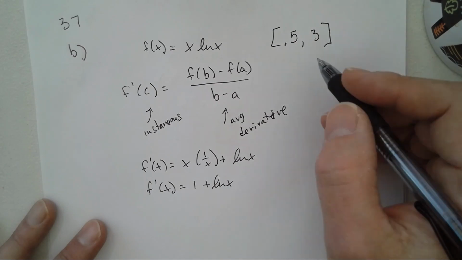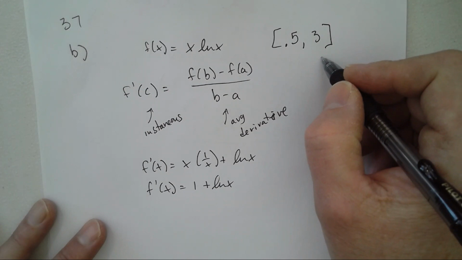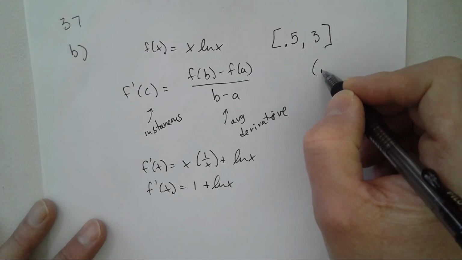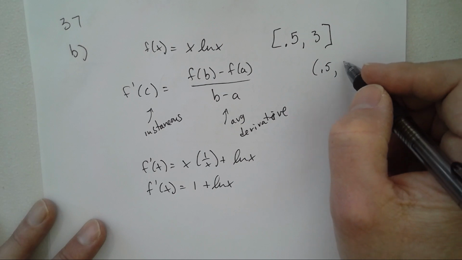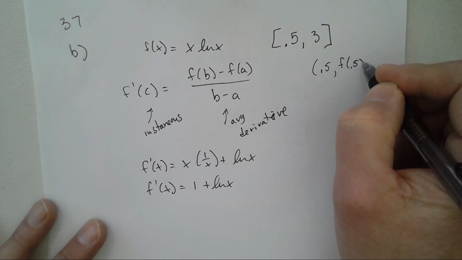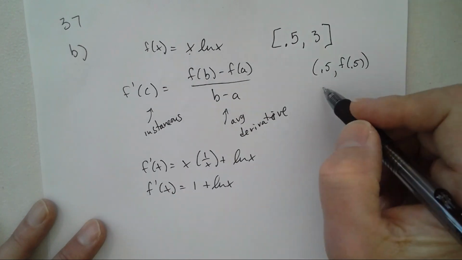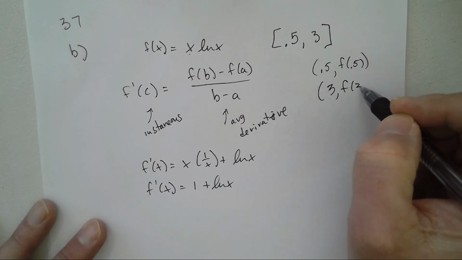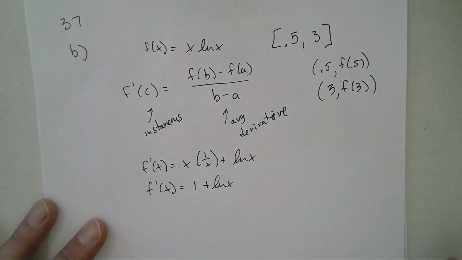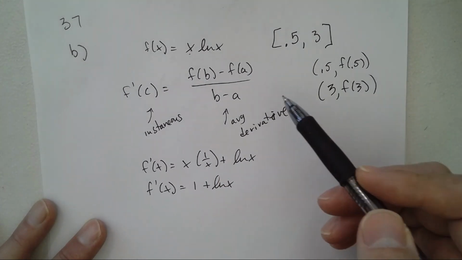So in algebra, you'd be asked to find the slope between 2 points. In this case, it would be 0.5 comma f of 0.5, which is 0.5 times natural log of 0.5. And your other ordered pair is 3 comma f of 3. So you subtract the y's and you subtract the x's, and you have the slope between those 2 points.